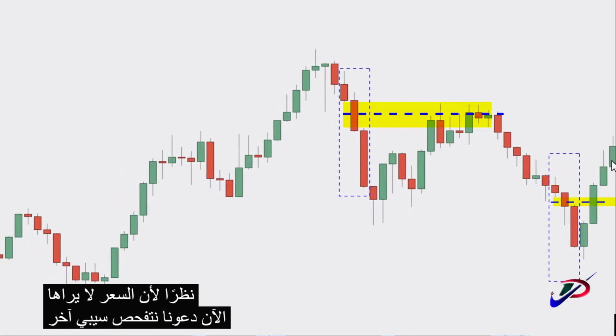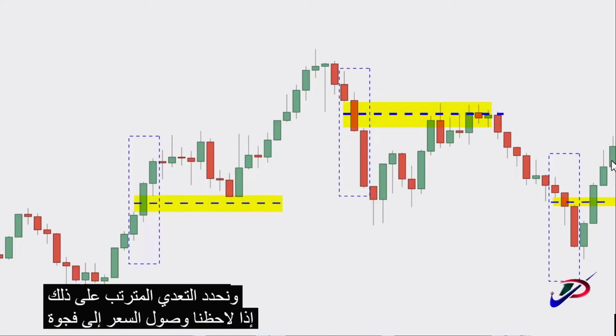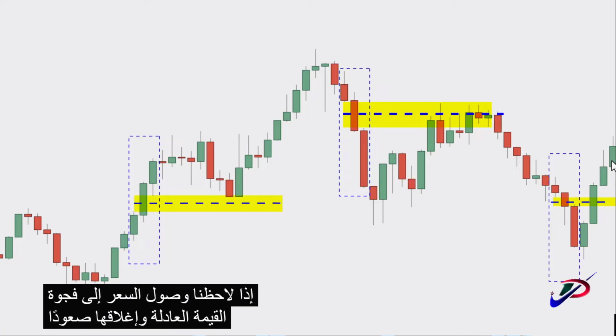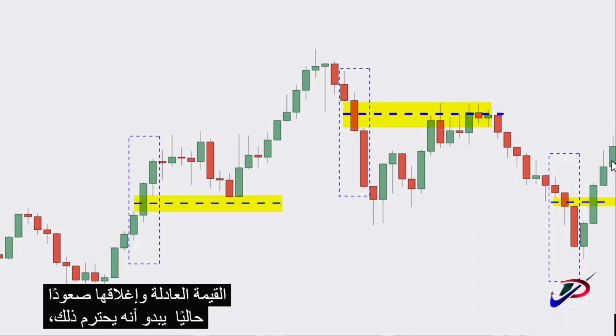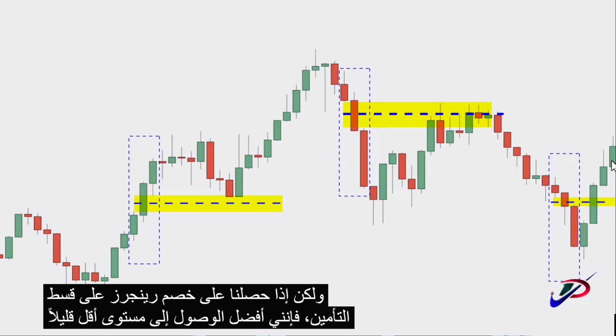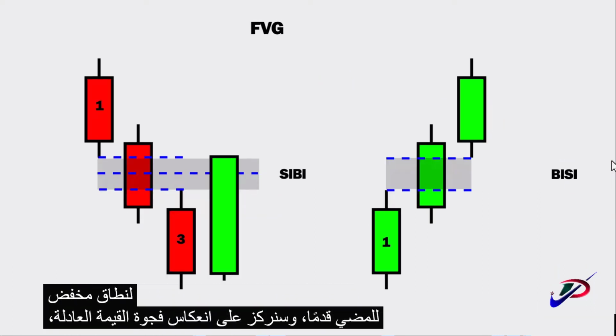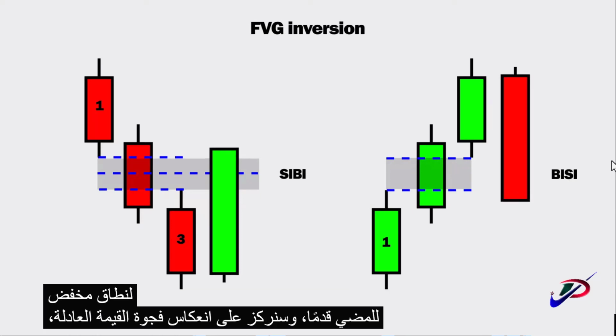Now, let's examine another SIBI and identify the consequent encroachment. If we observe the price reaching into the fair value gap and closing outside, it currently appears to respect it. However, if we take a range's discount and premium, I'd prefer it to reach a slightly lower level for a discounted range. Moving on, we'll focus on fair value gap inversion.